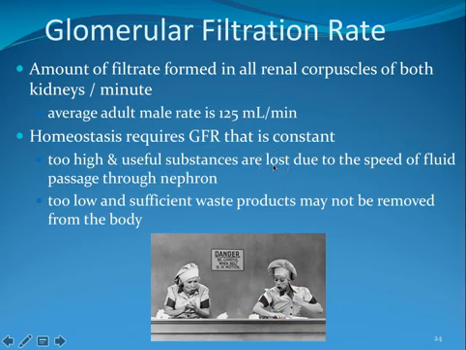If our glomerular filtration rate is too high, we end up moving things through too quickly and our bodies cannot pick them up fast enough, and then you just lose them in urine. Okay, if our glomerular filtration rate is too low, then basically sufficient waste products may not be removed from the body. Basically, you're not filtering them out in the first place.